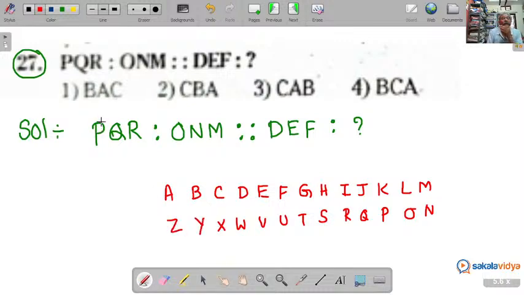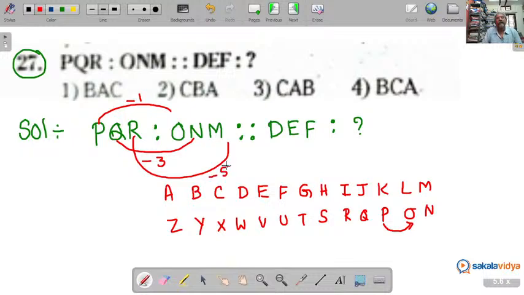See, how do you relate P and O? P and O means P is actually back, we need to go for one step, -1. Next QN, how many steps? Q, 1, 2, 3 steps, so -3. And RM means 1, 2, 3, 4, 5 steps backwards we need to move.